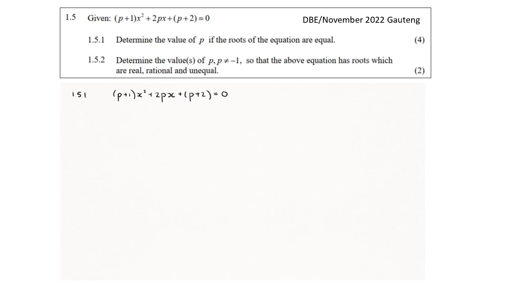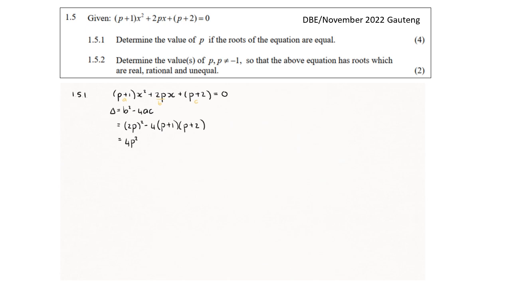So first of all, we are going to determine the discriminant of this equation, and the discriminant is equal to b squared minus 4ac. And if we look at the equation, a is the coefficient of x squared, that's p plus 1. b is the coefficient of x, that's 2p, and c is the constant, and in this case it's p plus 2. And now we put this into the formula, so we have (2p) squared minus 4 times (p plus 1) times (p plus 2).